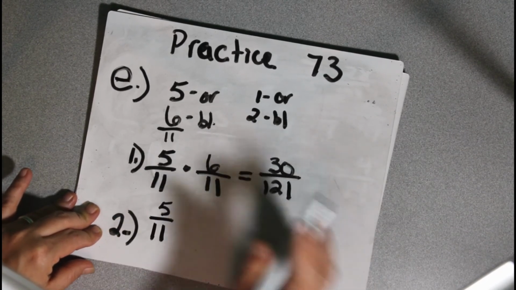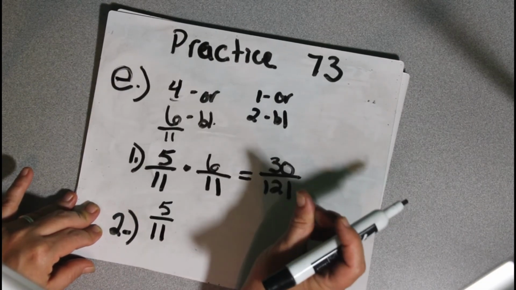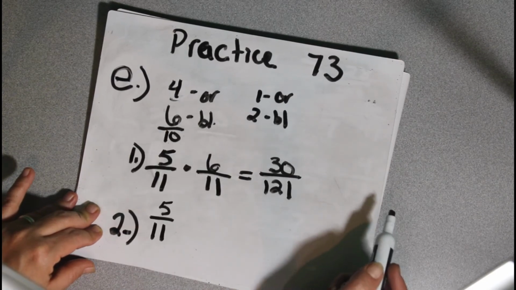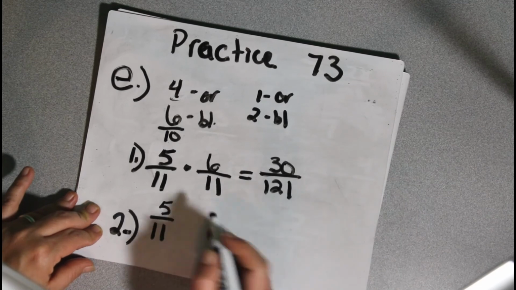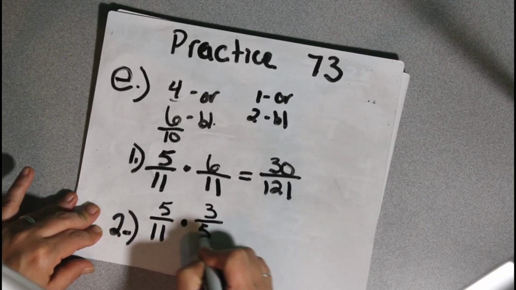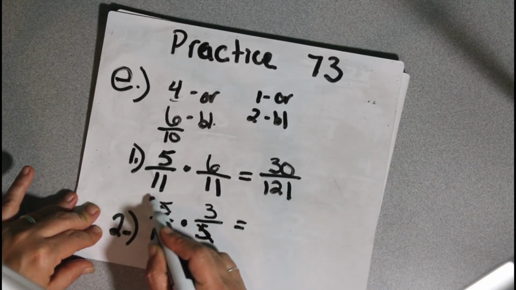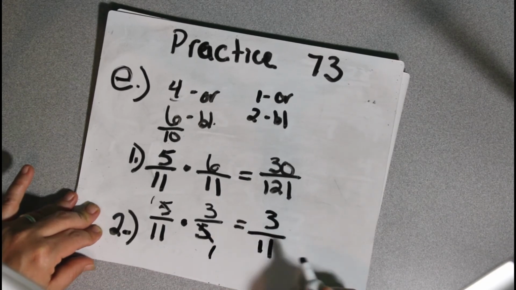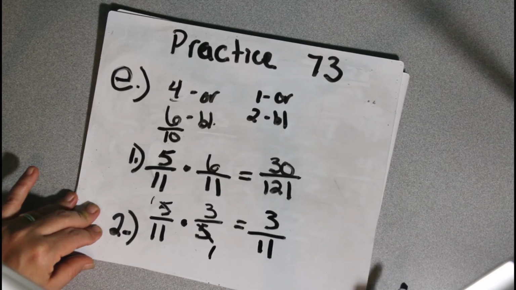Now we took one of those marbles away, so we're only going to have 4 orange marbles left in the jar, and our total number of marbles will only be 10. Now to get a blue marble, that would be 6 out of 10, which would reduce to 3 out of 5. Now we're going to multiply those two together, and we can cancel right there. And we get 3 out of 11. 3 out of 11 is the second part there.